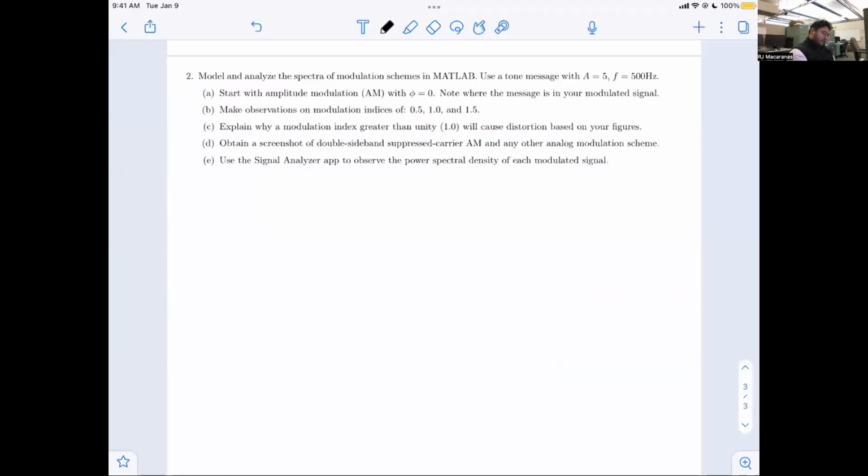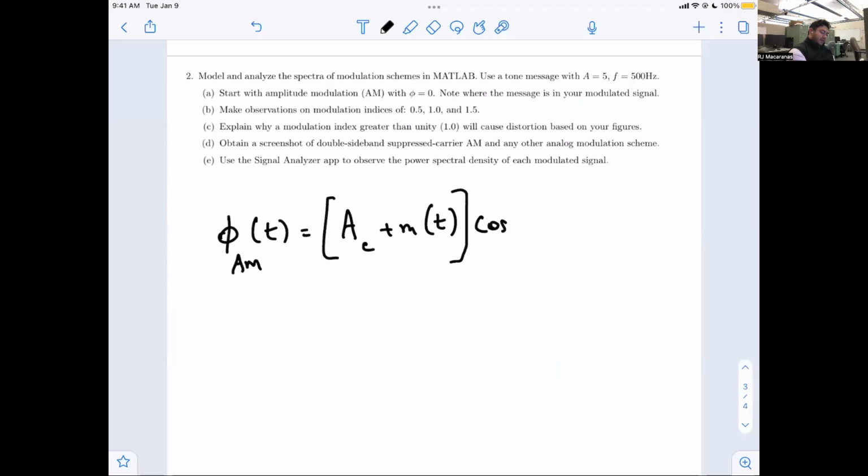So let's write that out. Phi sub AM of t is our AC plus our message m of t. AC is the amplitude of this thing we call the carrier, and the carrier has some frequency, so 2 pi fc t plus phi. This phi is just some arbitrary phase offset, and we're just going to be setting it to 0. So I'll just erase this.